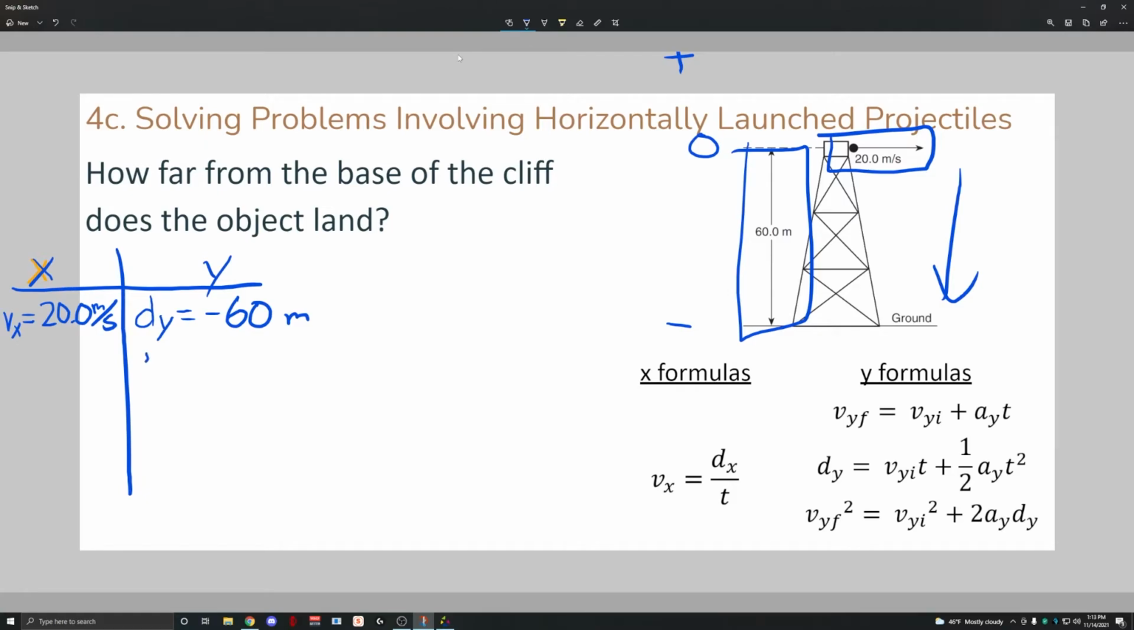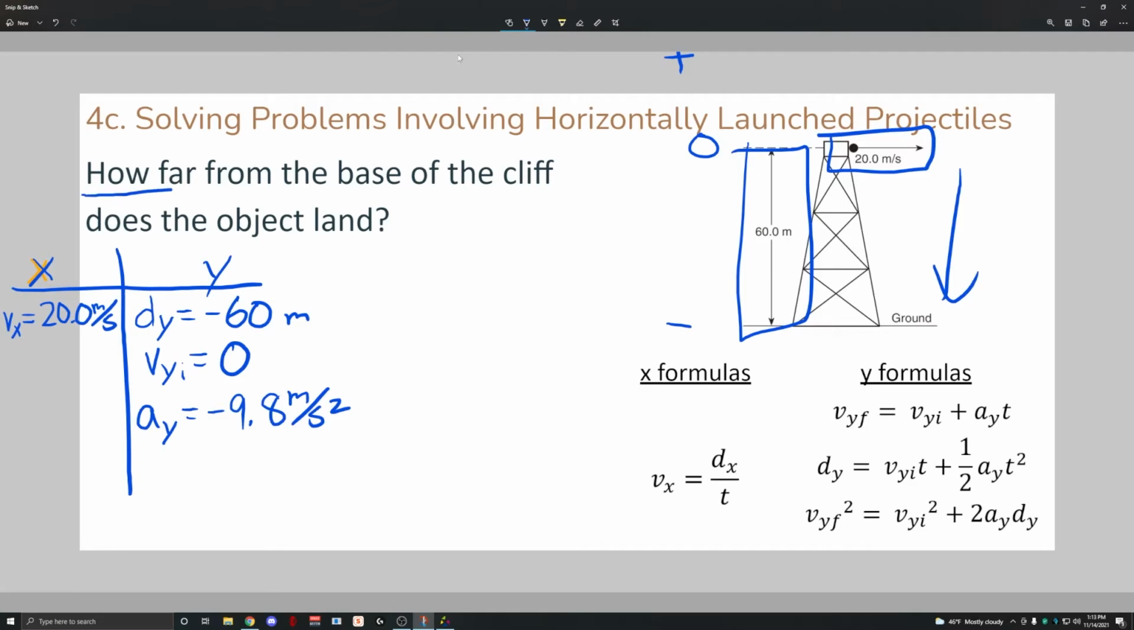What else do you know? Well, you know that your initial velocity in the y direction is 0, right? You haven't started traveling downward yet. And your acceleration in the y direction is negative 9.8 meters per second squared. All right?